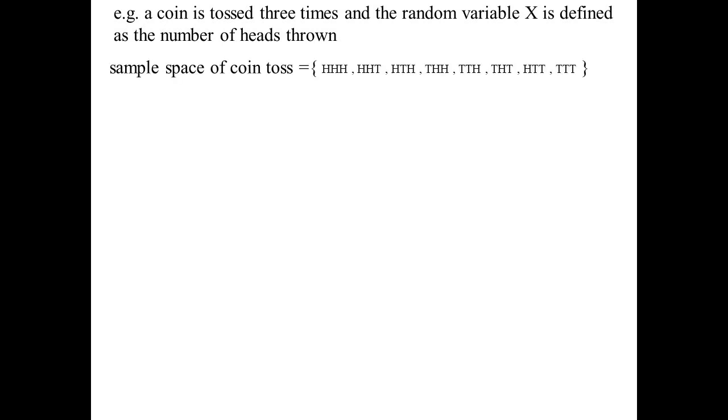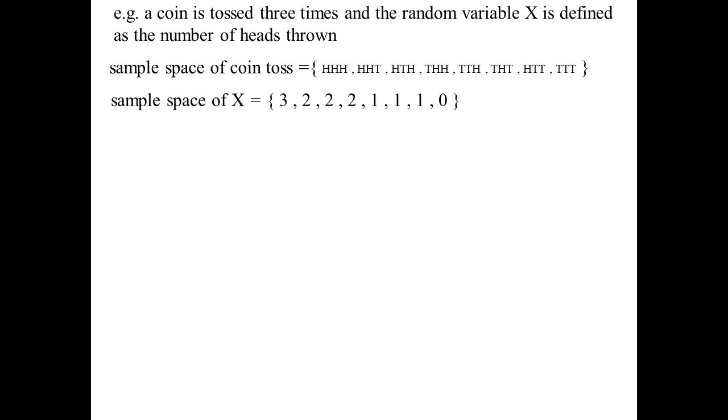A coin is tossed 3 times. Our random variable is going to be capital X, and the definition of our random variable is going to be the number of heads thrown. So tossing it 3 times, number of heads thrown. So our sample space would be that. There are all the possibilities there: head, tail, and so on. That would be the sample space.